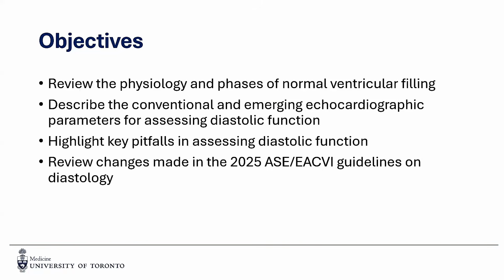So the purpose of my study and my presentation is to look at the diastolic function guidelines that were published last year. The whole purpose of this is to really review the physiology and the phases of normal ventricular filling. I'll try less so to focus on the nitty-gritty, but just to provide a broad framework on how to view diastolic function and how to understand the physiology, which translates and correlates to the guidelines themselves. I want to describe the conventional and emerging echocardiographic parameters used to assess diastolic dysfunction, and then also highlight some of the key pitfalls in assessing diastolic dysfunction.